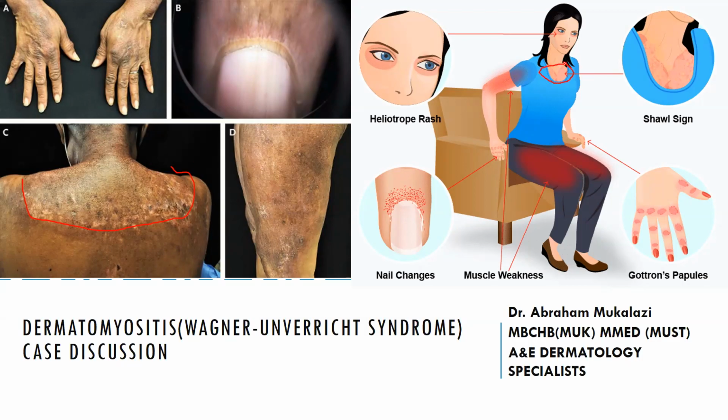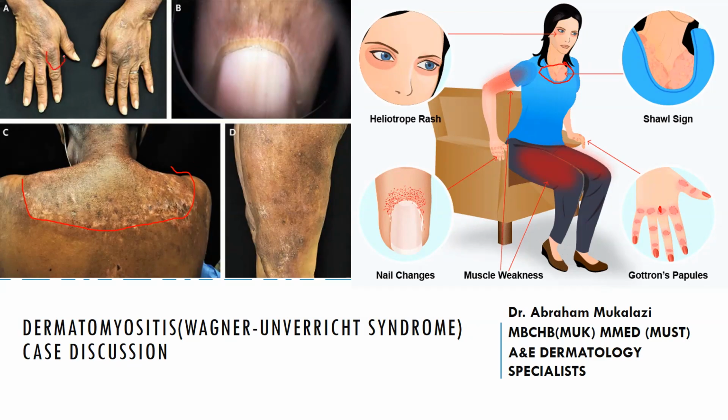But if it's covering all the way down, where the shawl covers up to the back and around the shoulders, it becomes the shawl sign. And then we've said that they usually have proximal muscle weakness. And then these are the Gottron papules that are usually seen on the hand. So that's what we are seeing here.